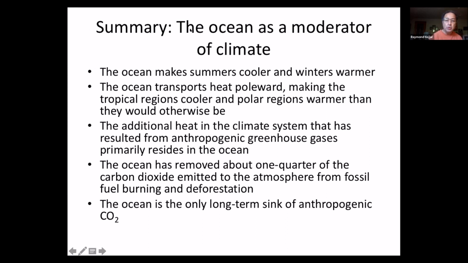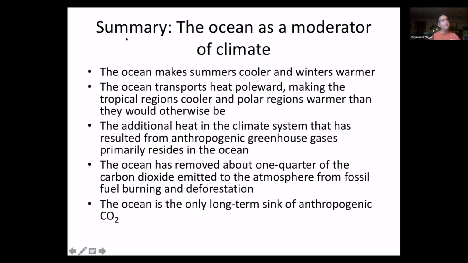We'll go back to the ocean as a moderator of climate, and it does it in a couple of ways, right? The ocean makes summers cooler and winters warmer. It transports heat poleward, so it makes the tropical regions cooler and polar regions warmer than they would otherwise be. And it moderates the climate by not making global warming so bad, because if the ocean wasn't absorbing all that heat, it would be going into the atmosphere. And that's another way to scale it.